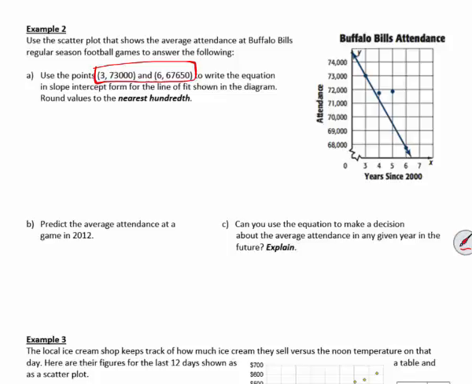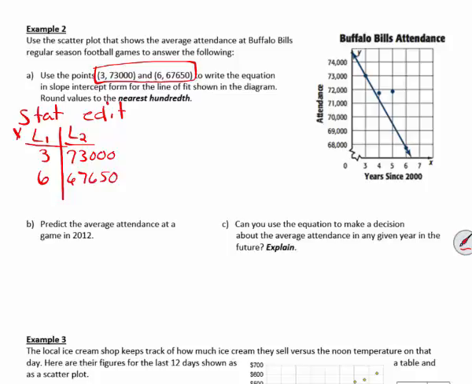All right, so again, we're going to go to Stat and Edit. You have to clear out the 2 lists that you already have. Then I'm going to make my little list. So L1 are always your X values. L2 is always your Y values. So I'm going to have 3 and 6. And I'm going to have 73,000 and 67,650.